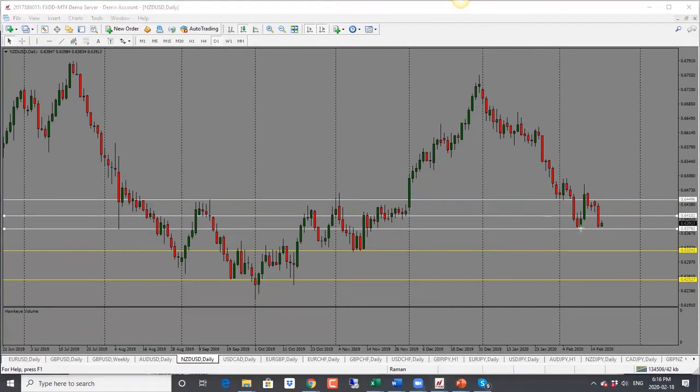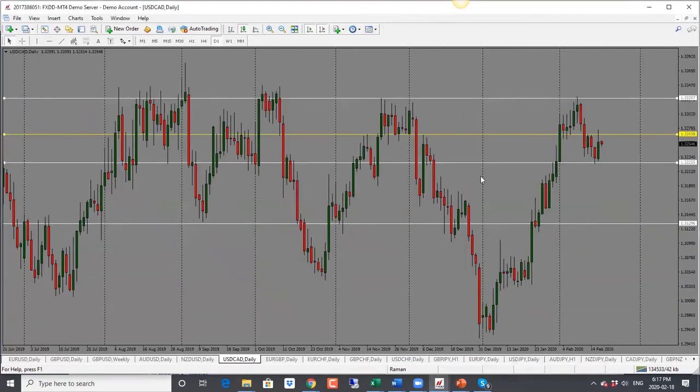So as we can see, price is into support, so do keep an eye on that. Once we see a move through that, looking for it to go lower into 0.6320 and then potentially into 0.6250. So bias here is bearish for New Zealand dollar.